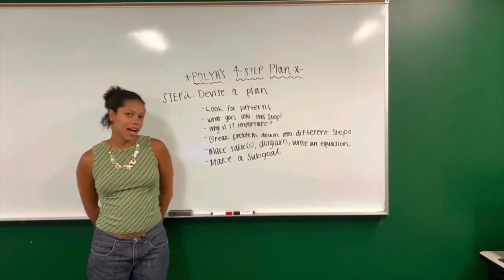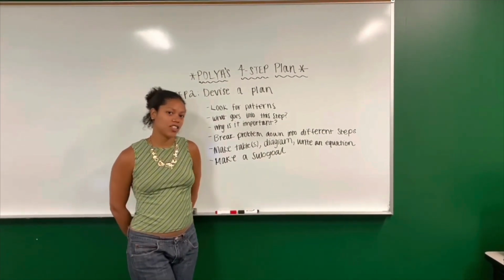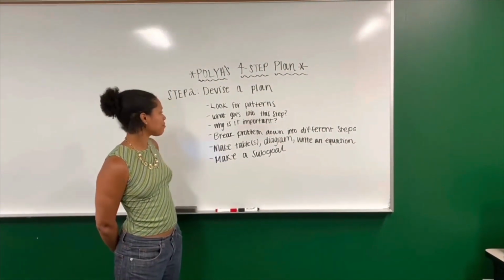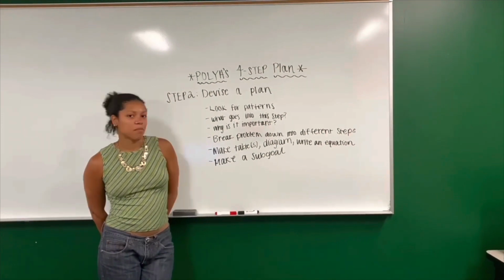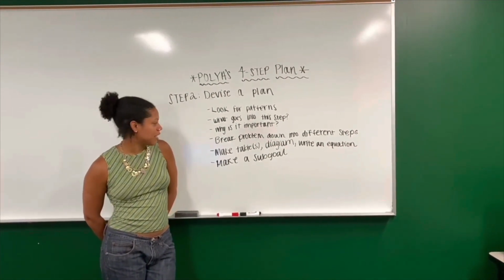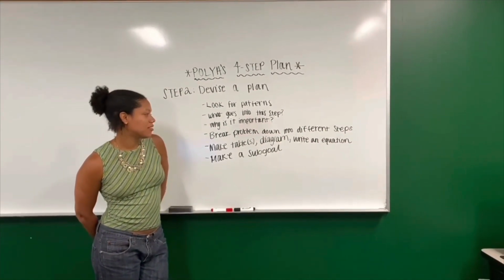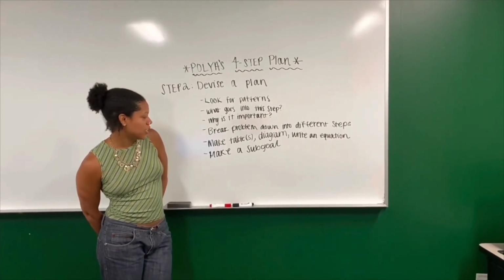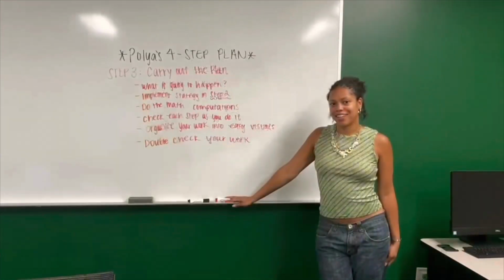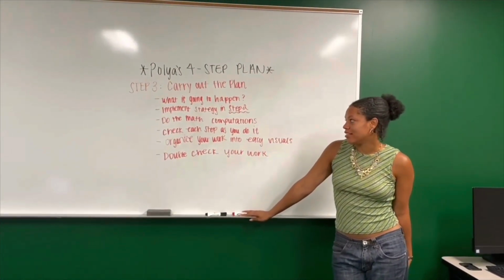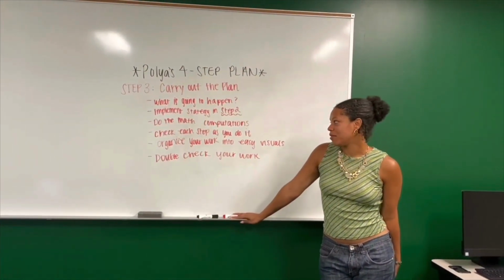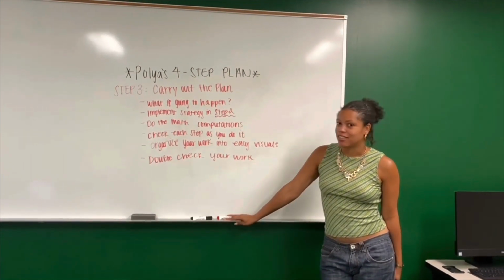All right, this is step 2 of Polya's four-step plan. Devise a plan. Look for patterns or similarities in this equation that match up with previous equations. What goes into this step, and think about why it is important. Break down the problem into different steps to get a better feel of it. Make tables, diagrams, write a different equation, or make a sub-goal.